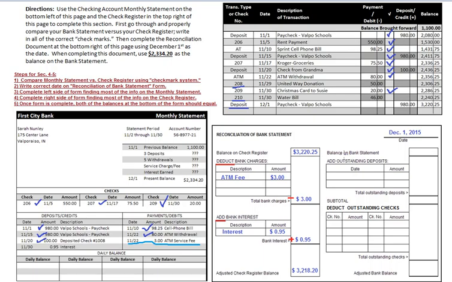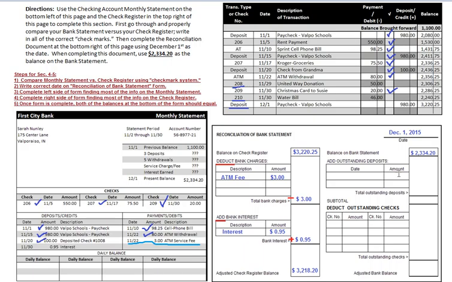But to begin with, we need the balance from the bank statement. Where is the balance from the bank statement? It's right here. You're going to fill that in right there. So, you write it in. And that balance is $2,334.20.